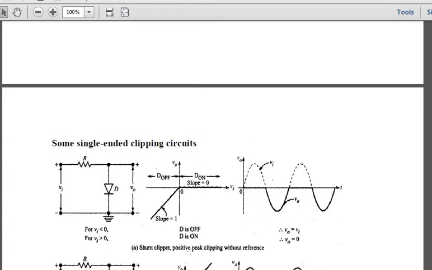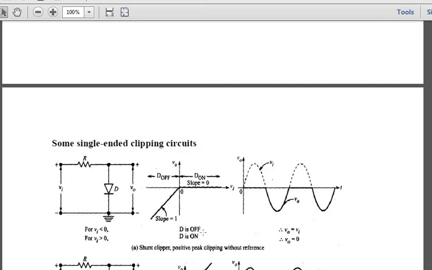Here we do not have any reference level, so the whole positive peak will be clipped off. If you had a reference voltage here, some part of the positive peak would be transmitted, or else it will be clipped off. See the transfer characteristics: when the diode is in off condition, the slope is 1. Here is the transmission region, and when the diode is in on condition, the slope is 0. So this particular part will be clipped off.